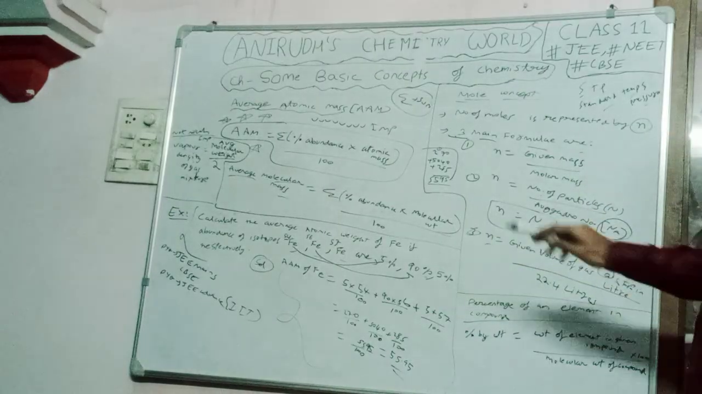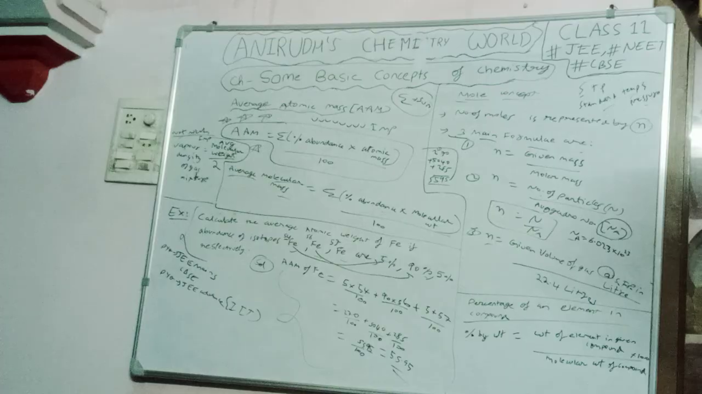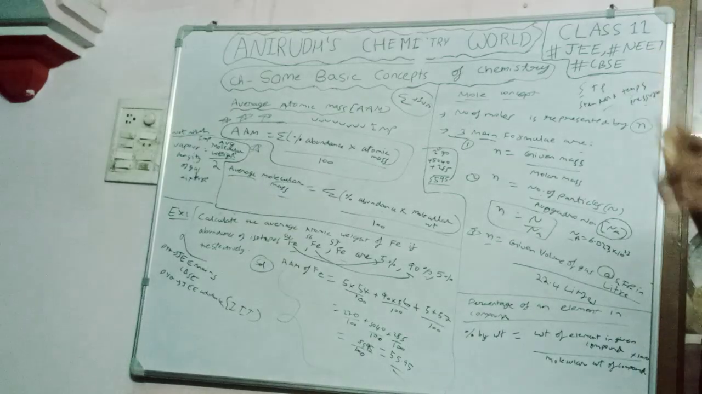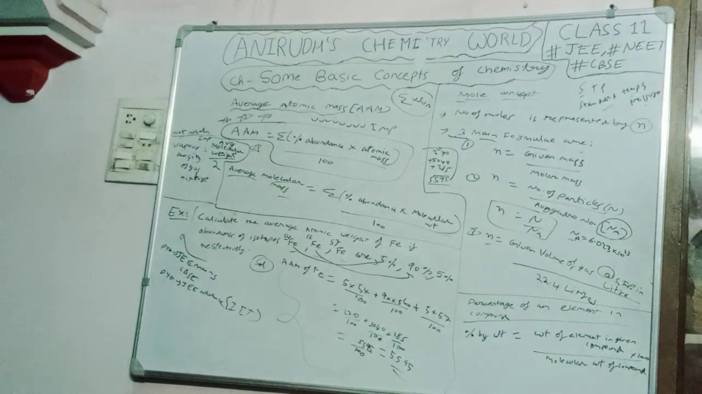Number of moles is equal to given number of particles by Avogadro number. Small n is equal to capital N by N A. The third formula: number of moles is equal to given volume of the gas at STP by 22.4 liters.